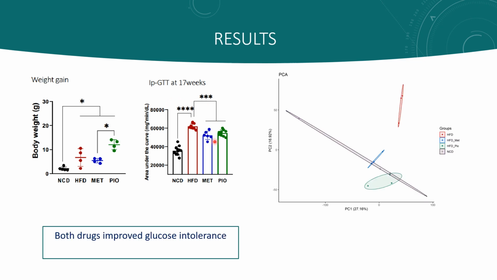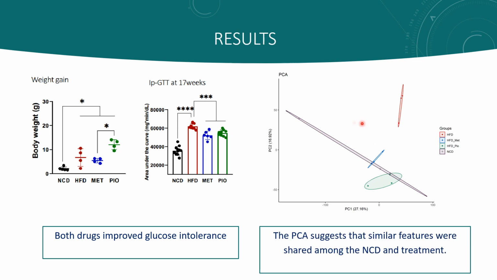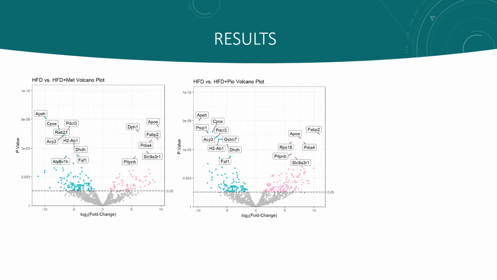A principal component analysis was performed on the proteomics dataset, and the results suggested that the treatment samples were similar to those of healthy mice and quite different from the high-fat diet ones.